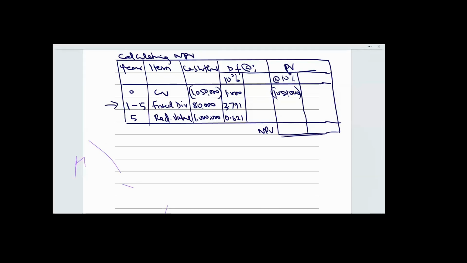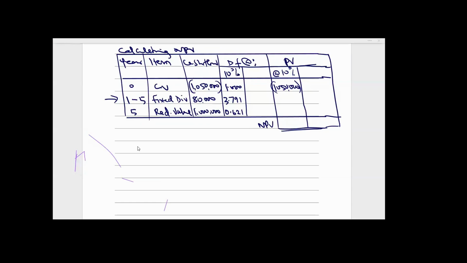So here it will be 80,000 multiplied by 3.791, which equals 303,280.